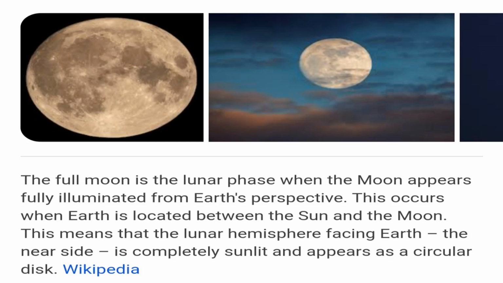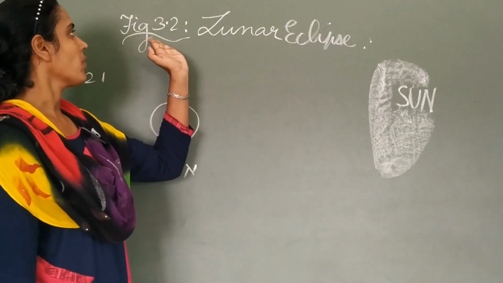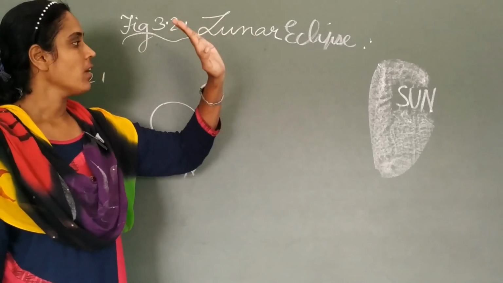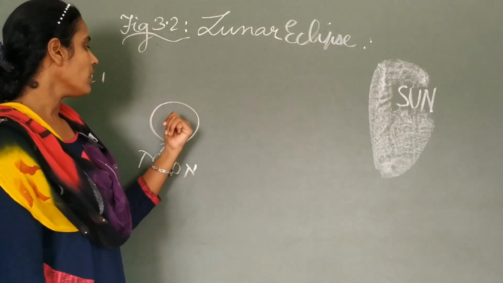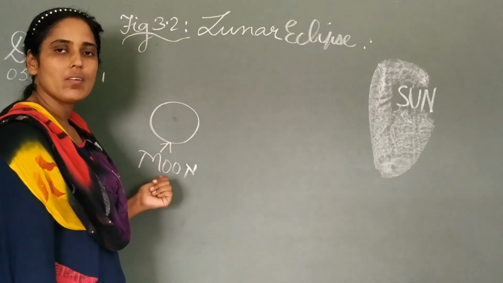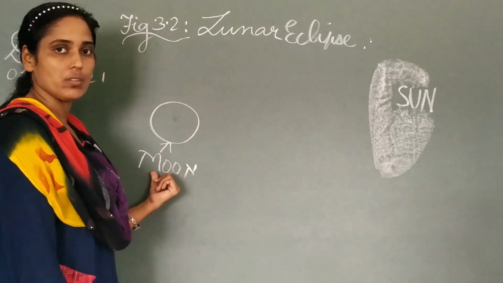So students, we'll draw the diagram and it will be easier for you to understand more clearly. Are you ready with your notebooks for the diagram? Yes, good. We'll write here figure 3.2 lunar eclipse. Written the heading? Here, you have to draw the sun as usual. Then here the focal point. The focus is the moon, so put an arrow here and write moon. In the solar eclipse, the focal point was the earth. Here it's the moon.